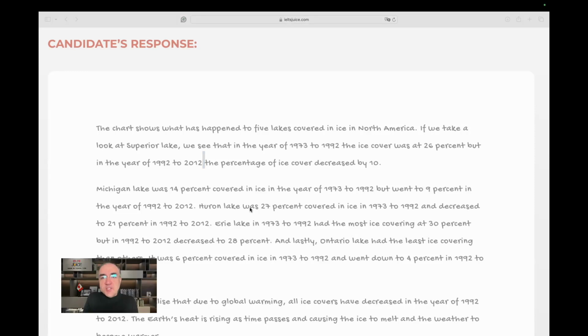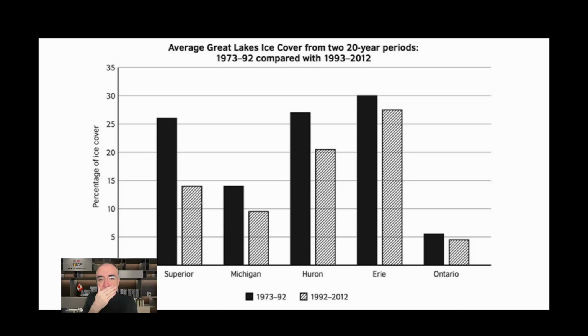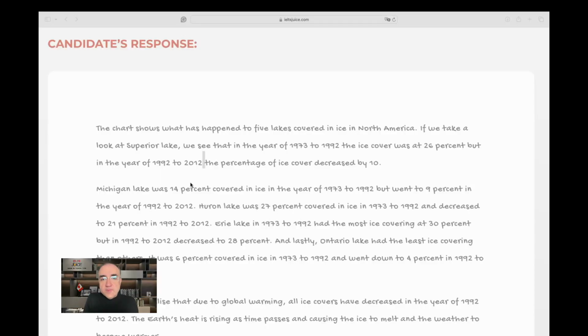Can we fact check that? Okay. Lake Superior was at 26% and then went down 10% to 16. No, it didn't even go to 15. It went to 14. Another factual mistake. This is really a factual mistake, and it's a real thing at IELTS. We are reporting the data factually inaccurately. That is wrong.